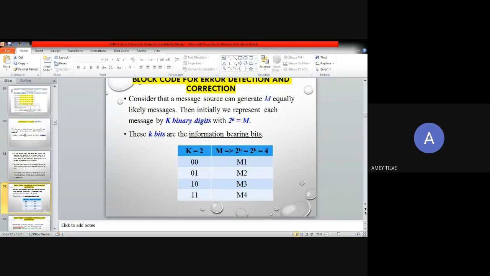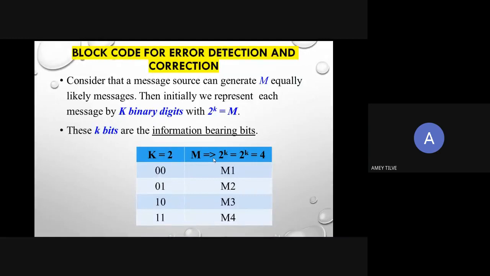We are learning block code for error correction and error detection. In this chapter we are learning the same thing throughout, that is error detection and error correction. So let us see what block code for error detection and error correction is.